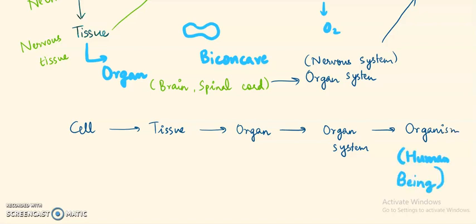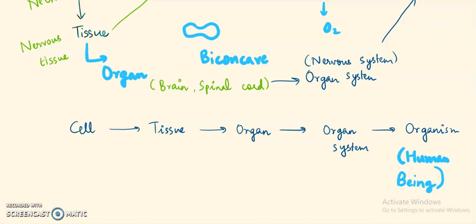We can give the example of human being as an organism because we are made up of different types of cells. We have different types of tissues, organs and various organ systems. Various organ systems are getting collected together to form a body, a complete body that we have.